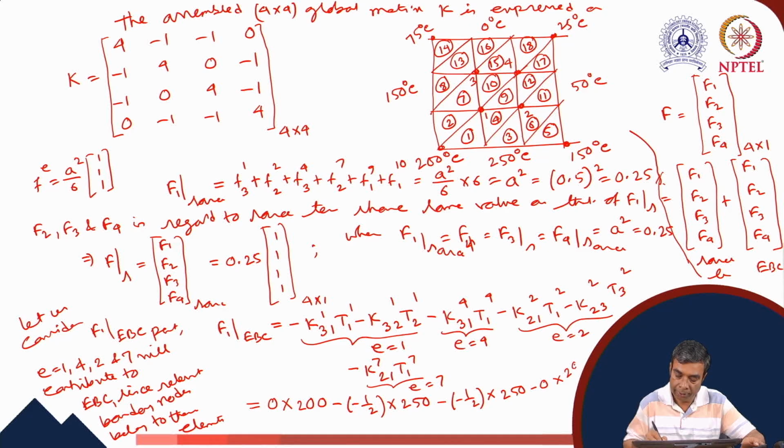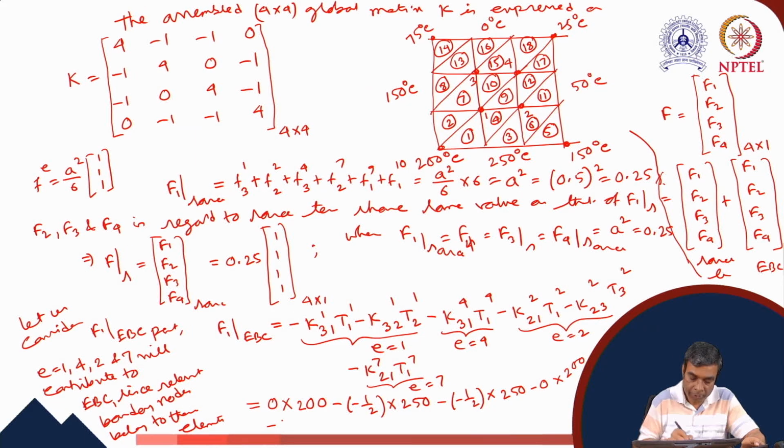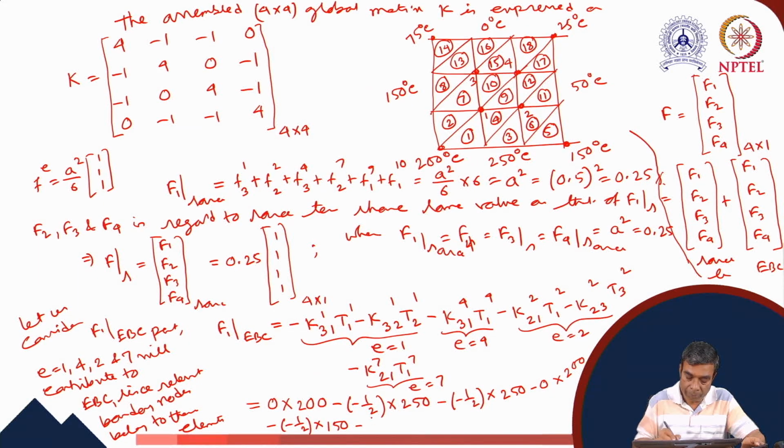T12 is 200 minus K23 T32. K23 is minus half, so this is minus half into T32. For element 2, the third node temperature is 150. The last contribution is minus K21 T17. K21 is minus half, so this is minus half into T17. T17 is 150 degrees centigrade.